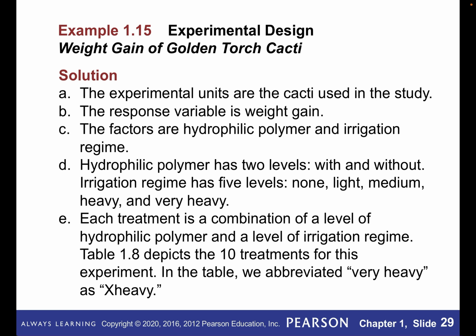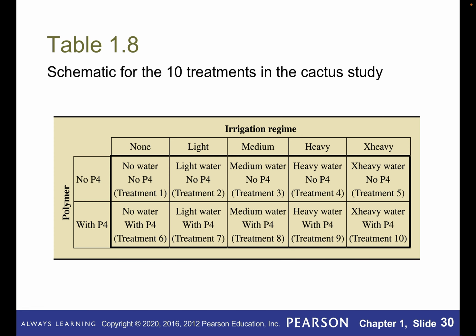So we see here the solution, the experimental units are the cacti, the response is the weight gain. The factors are the use of the polymer and the irrigation. And then the levels are given in part D, as you see there. And finally, in part E, we see information about the treatments. The treatments are summarized quite nicely in this table 1.8, as you see there.